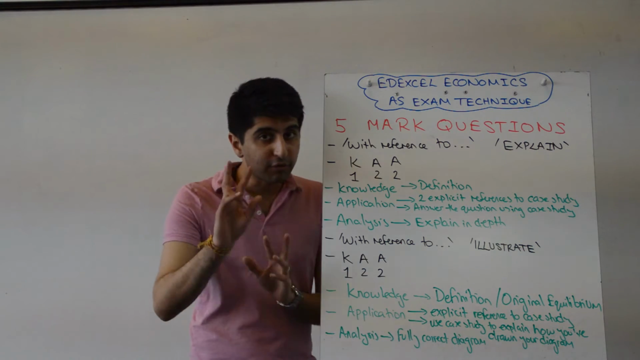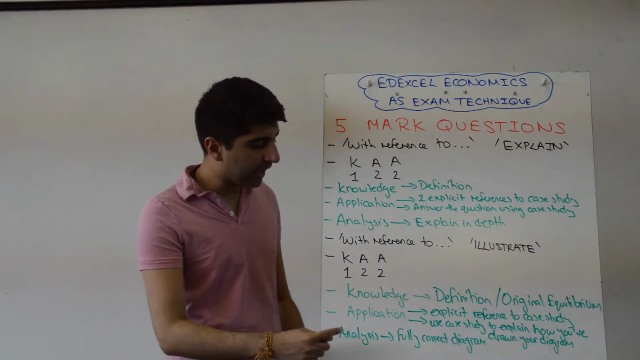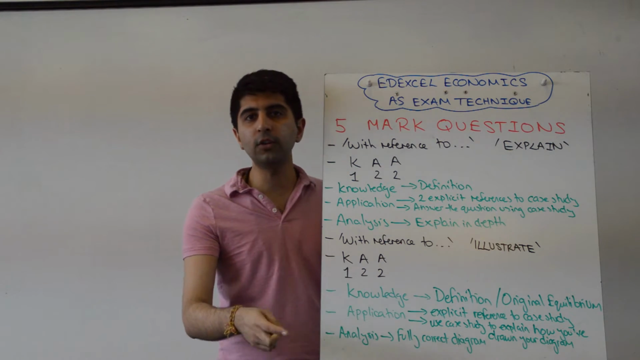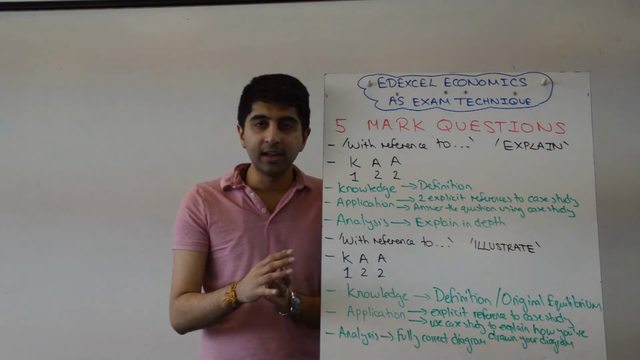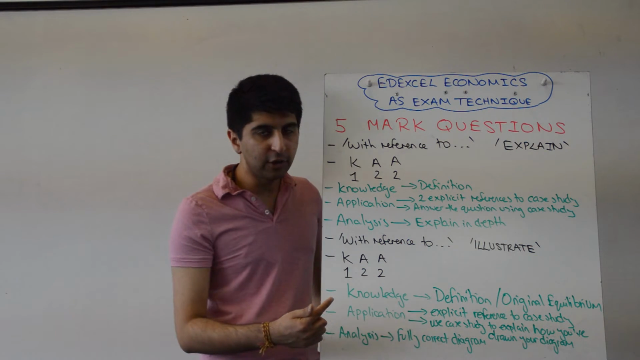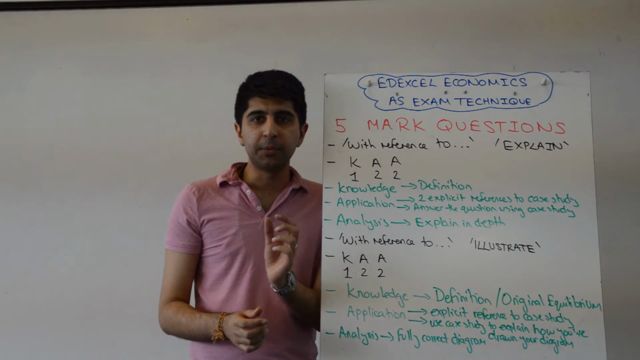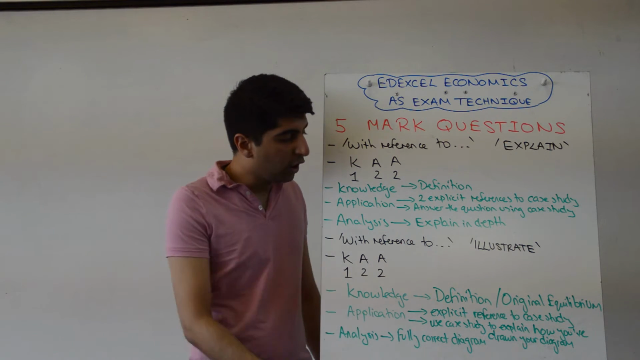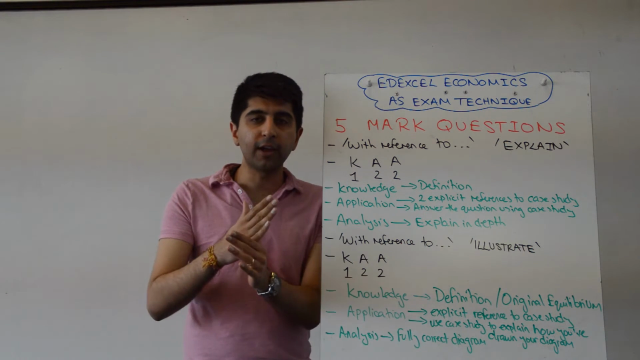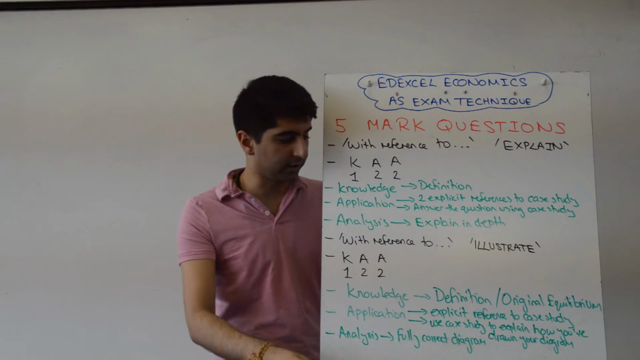What if it's a "with reference to" illustrate using a diagram related question? Well, again, it's a KAA question, 1 mark for knowledge, 2 marks for application, 2 marks for analysis. Simple stuff. Your 1 mark for knowledge, again, there might be a definition in the question, in which case you can define it for a mark. If there is no definition in the question at all, your 1 mark will just be for drawing a diagram nicely with an initial equilibrium. Simple as that. That's your knowledge mark.